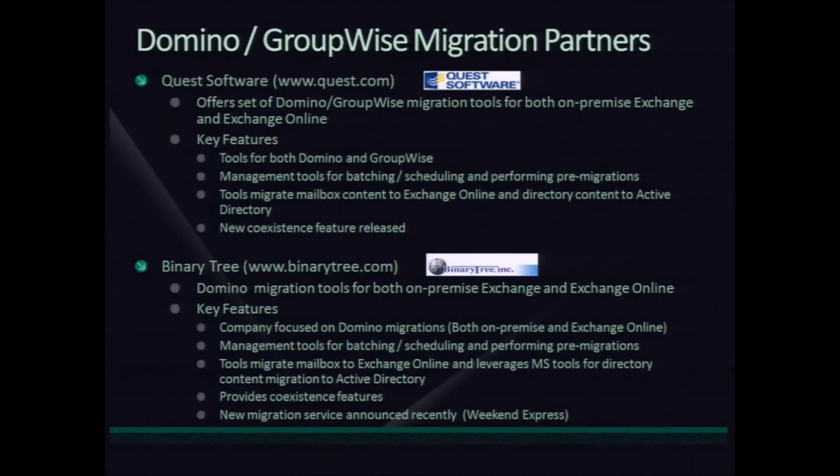The other interesting thing is that about two weeks ago, they announced Weekend Express, which is actually a migration service. So instead of having tools that you run, you actually work with them. They'll work with you to replicate your data into a hosted service they have, and then they'll perform the migration for you from their data center. They're one of the first vendors providing migration as a service versus just delivering tools, and that's an interesting model. There's another partner that I'm going to talk about a little later in some of the tools that they have. So those are the two partners in the Domino and GroupWise space.